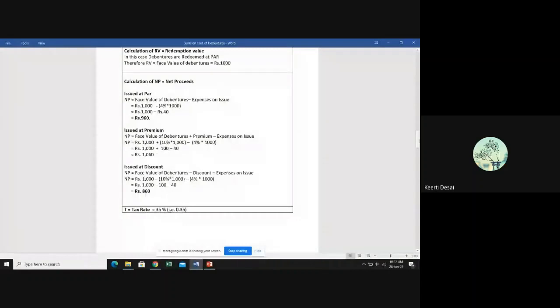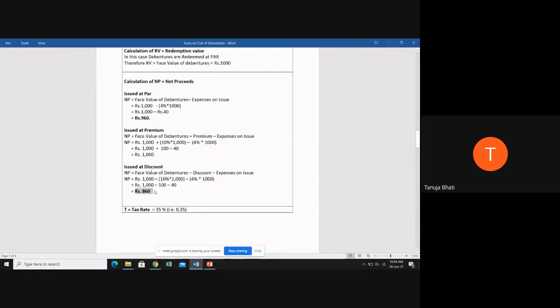Yes, ma'am. Okay. So we have seen that when it is issued at premium, the NP is going to be the face value of debentures plus premium minus expenses on issue. So after solving the same, we have got the NP as 1060. Issued at discount, the formula is face value of debentures minus discount minus expenses on issue. Whatever percentage is given, always remember it is calculated on the face value of debentures. So rupees 1000 minus 10% of 1000 minus 4% of 1000.